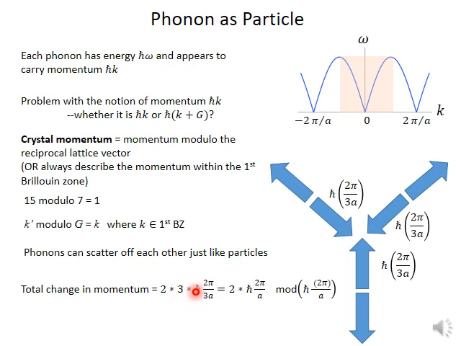So the 3 cancels out. What I'm left with is 2 times h bar 2 pi by a, and the modulo of this with respect to 2 pi by a would be 0, because this is 2 times 2 pi by a, and as we defined the modulo here, if it is a multiple of something, the modulo is 0. So the total change in crystal momentum is 0, and such a scattering is allowed. So basically, you can consider these phonons as particles which can scatter off, and the scattering should only occur if the total crystal momentum is conserved.